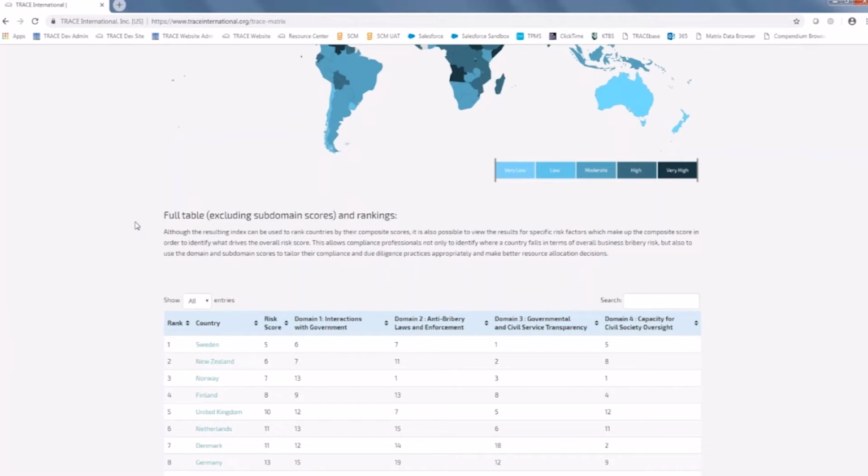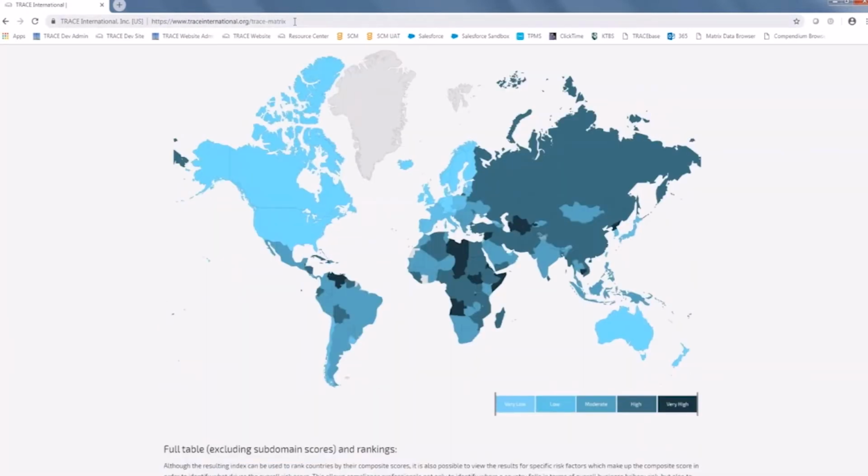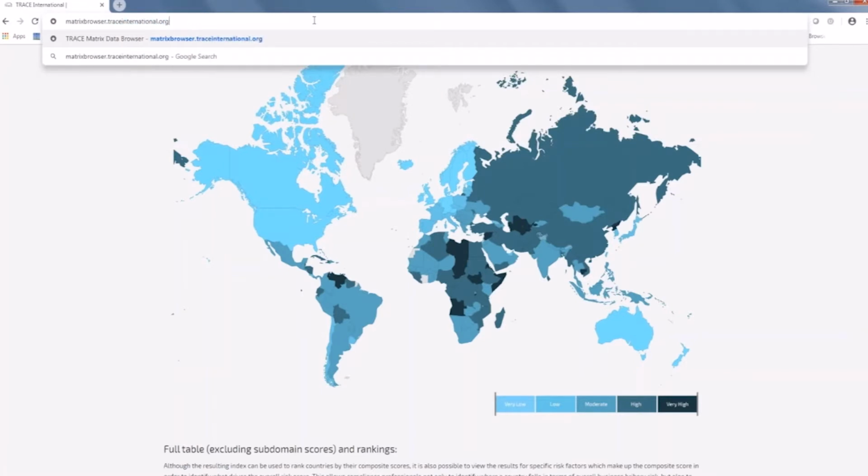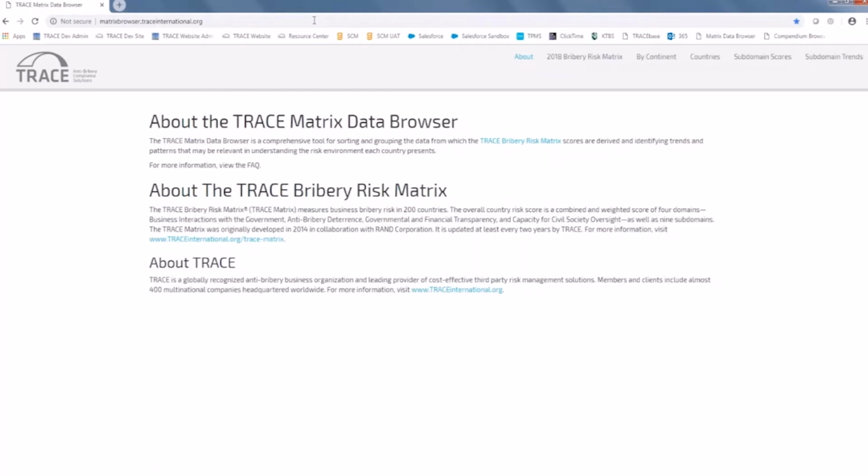It is freely available online, and it allows the users to take a closer look at the data, gain a more complete understanding of how the different countries compare to one another, not just in terms of one number, but along many other different dimensions. And also, and we'll get to seeing this a little bit later, seeing how those underlying numbers have changed over time. So before we go further, let's just go up here and type in the URL for this. It is matrixbrowser.traceinternational.org. And that should take you right here to some introductory text, providing some basic information about the matrix and about the browser and about TRACE.